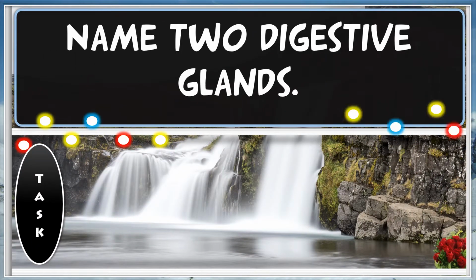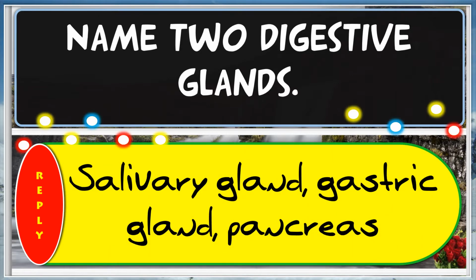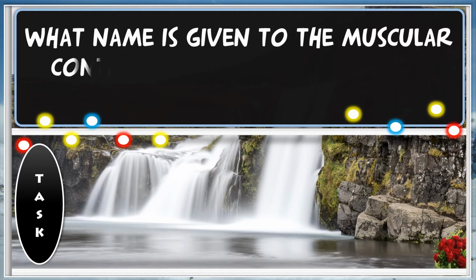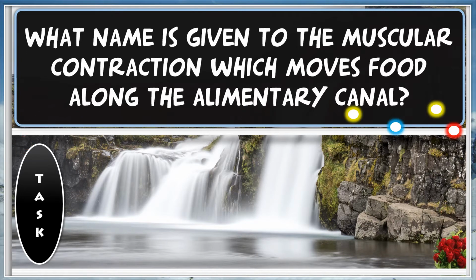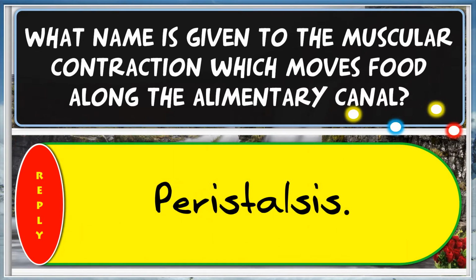Name two digestive glands. Salivary gland, gastric gland, and pancreas. What name is given to the muscular contraction which moves food along the alimentary canal? Peristalsis.